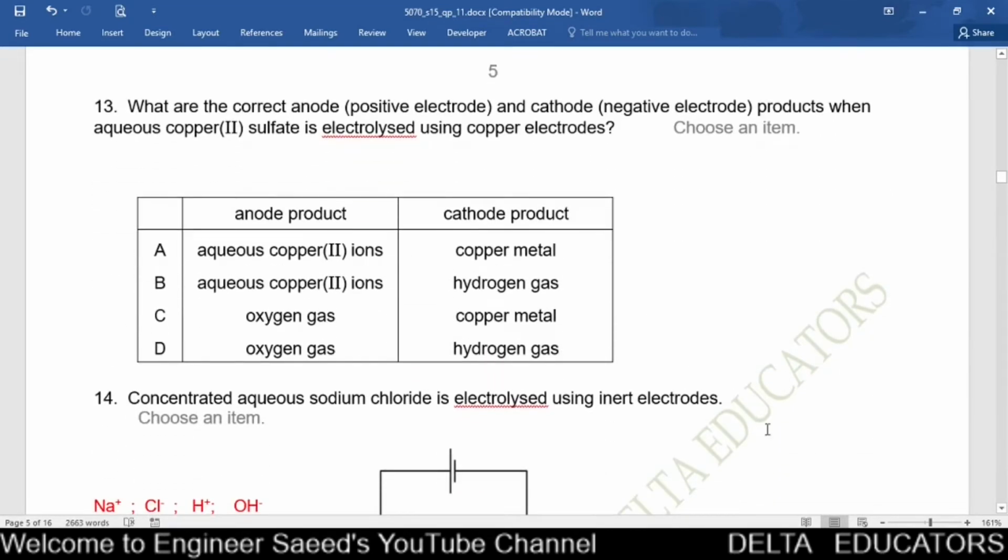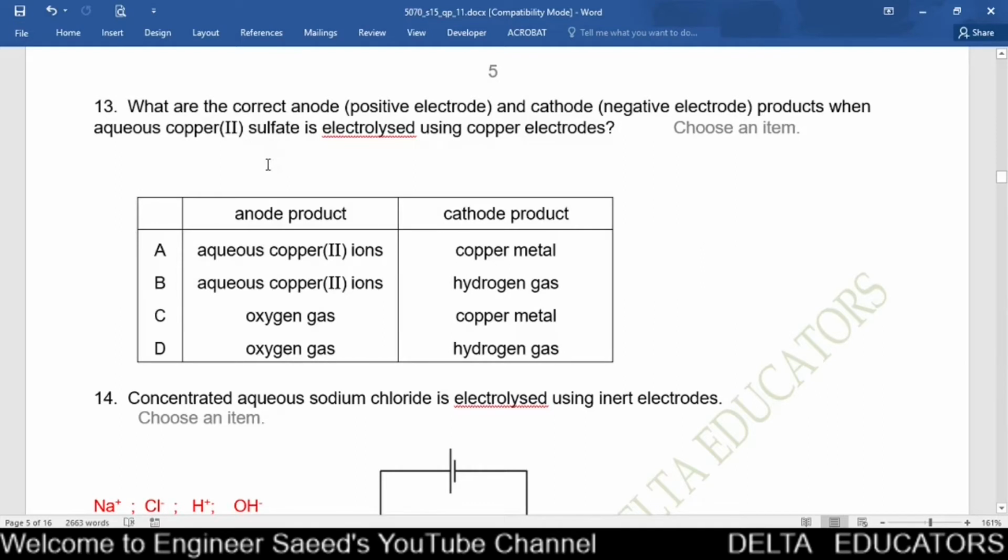Question number 13. What are the correct anode, positive electrode, and cathode, negative electrode products when aqueous copper sulfate is electrolyzed using copper electrodes? Aqueous copper sulfate means here we have water and copper sulfate. From water we will get hydrogen and hydroxide ion, and from copper sulfate we will get copper and sulfate ion. So in this solution we will have hydrogen ion, hydroxide ion, copper ion and sulfate ion.